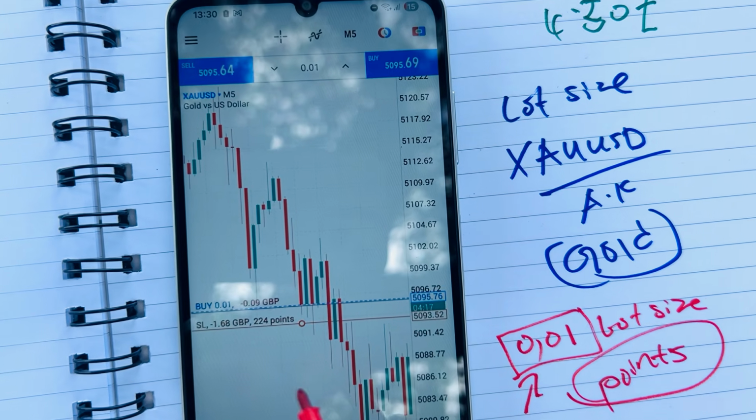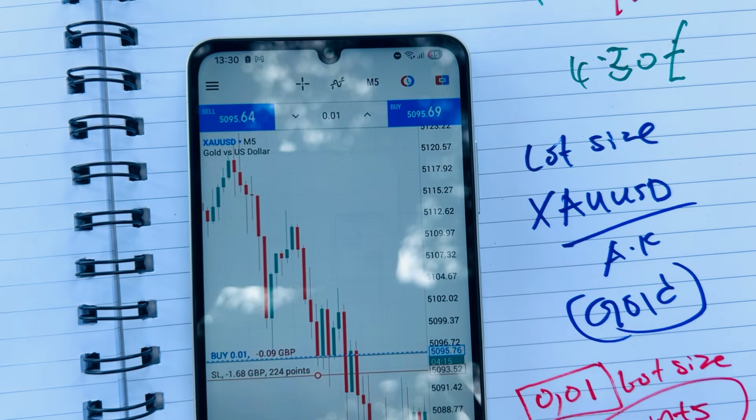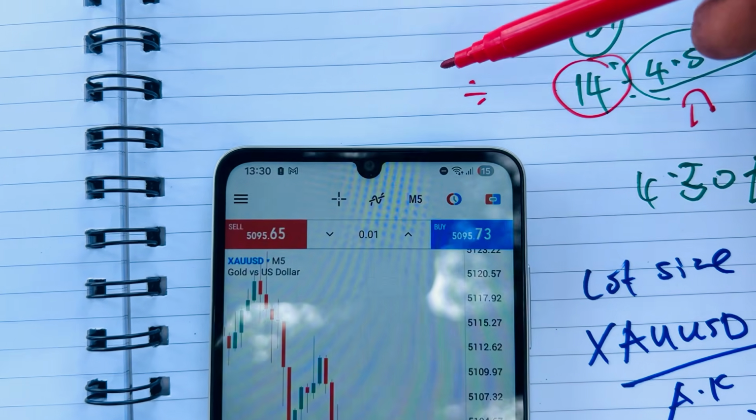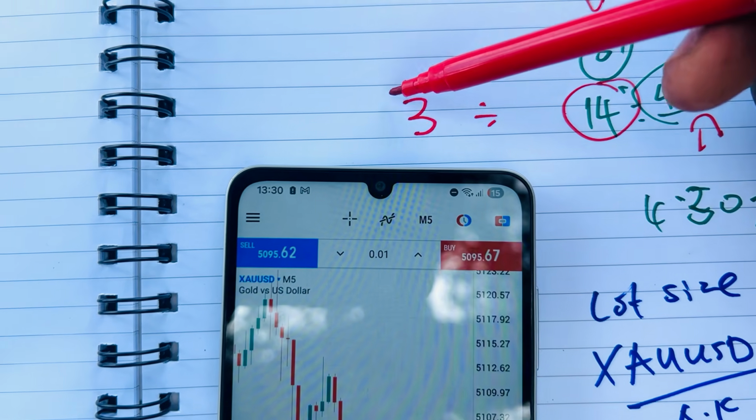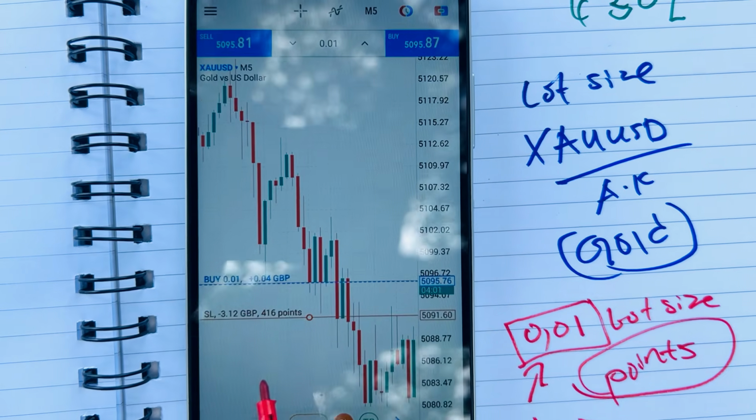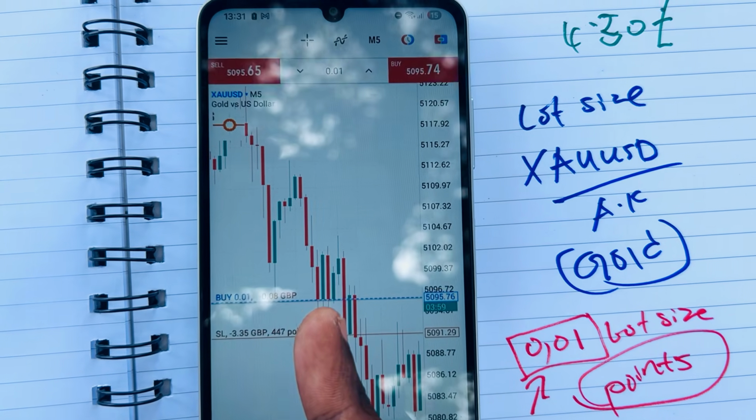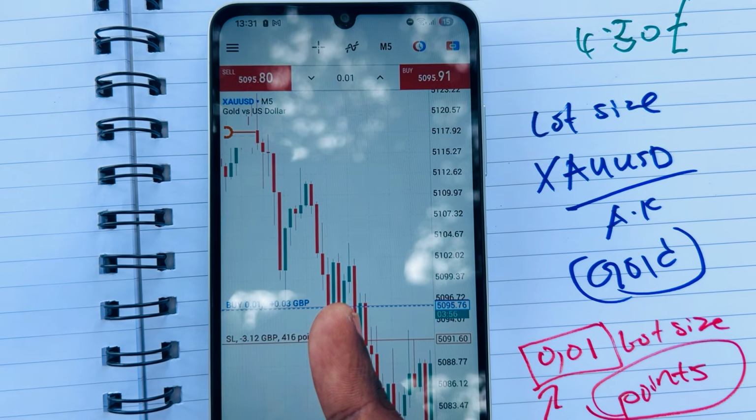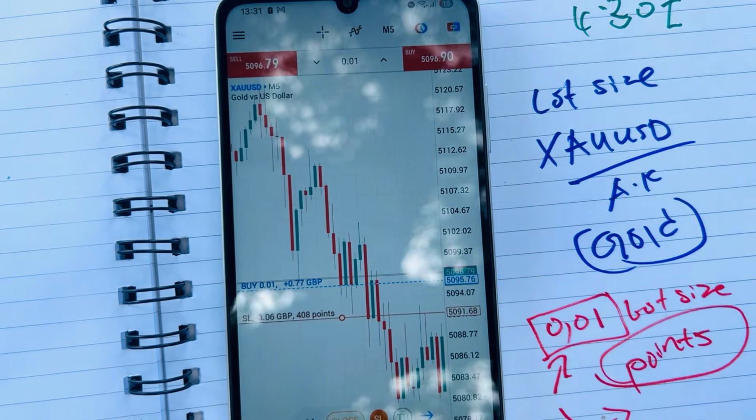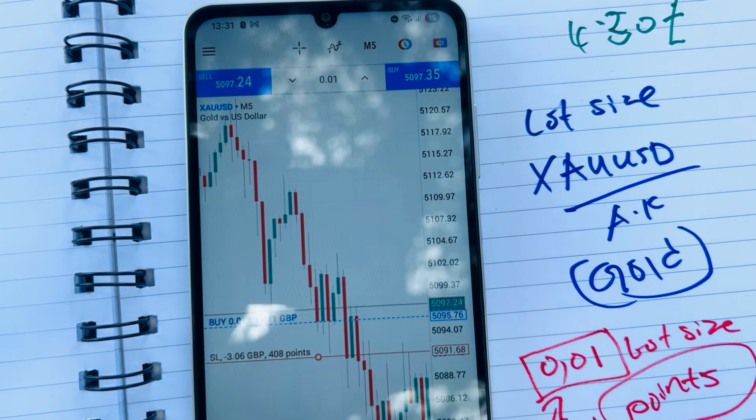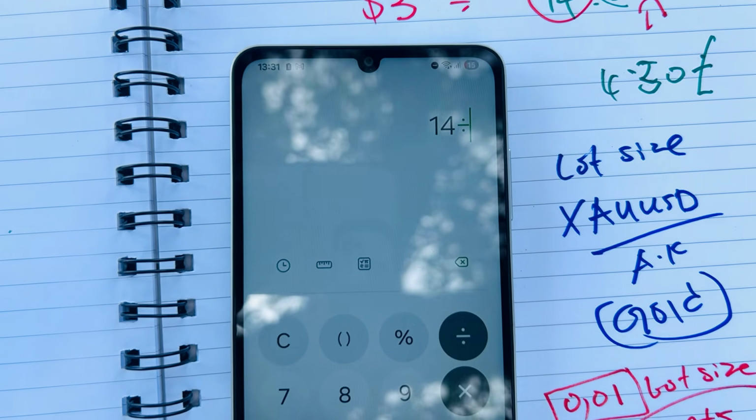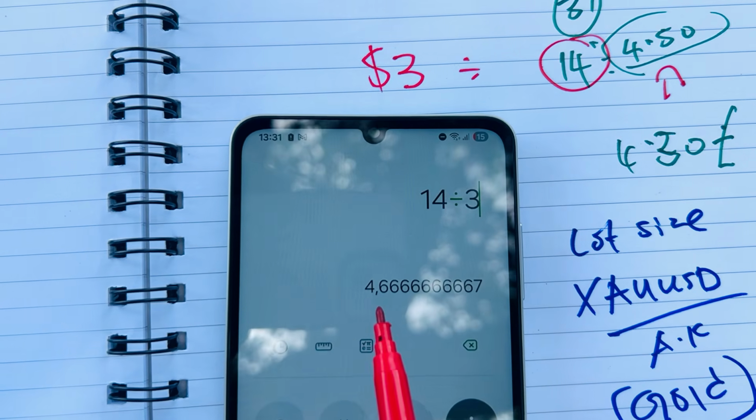This is another way for you to reduce the risk. Or what you can do, you can say this 14, divide by, let's say 3. You want to risk $3. And $3 will place your stop loss at this area here, which is around 400 points. Your stop loss will be somewhere here. So you are still within the limit. Let's do it like this. If you say 14 divided by 3, you will have 4 chances.